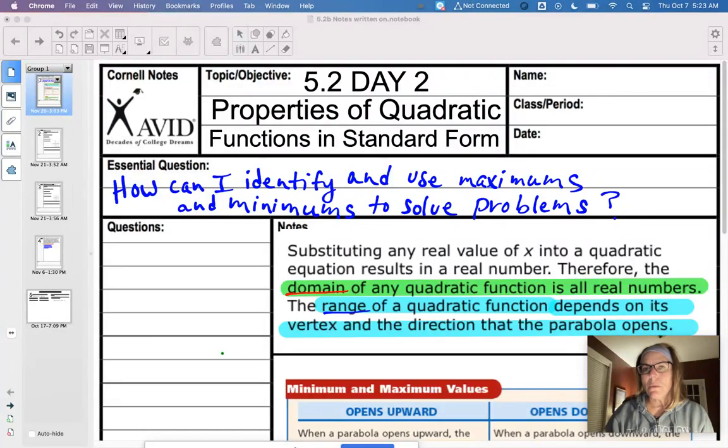5.2 Day 2, Properties of Quadratic Functions in Standard Form. The essential question: how can I identify and use maximums and minimums to solve problems? Please write that down.